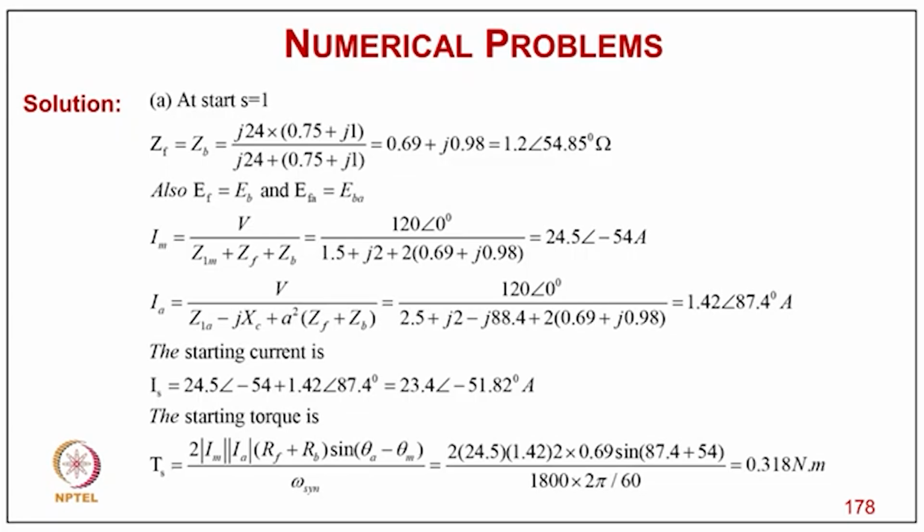Putting the value it comes 1.421 at the angle of 87.4 ampere, and the starting current I is equal to 24.5 at the angle of minus 54 plus 1.421 at 87.4. So it comes 23.4 at the angle of minus 51.82 ampere. The starting torque is TS equal to 2 IM IA into (RF plus RB) sin (theta A minus theta M) upon omega s. The value comes 0.318 Newton meter.